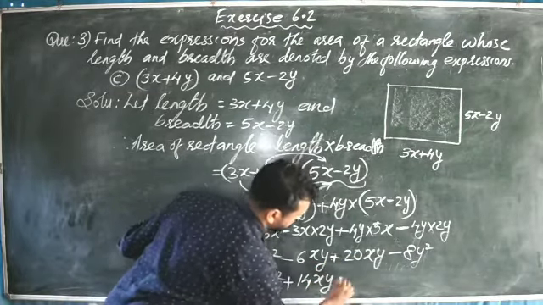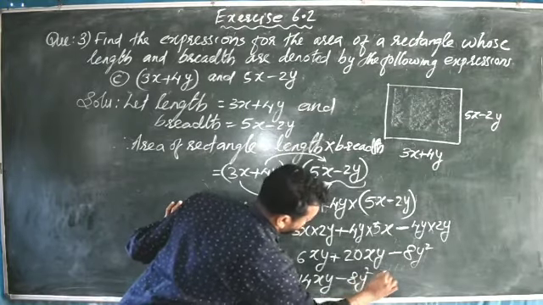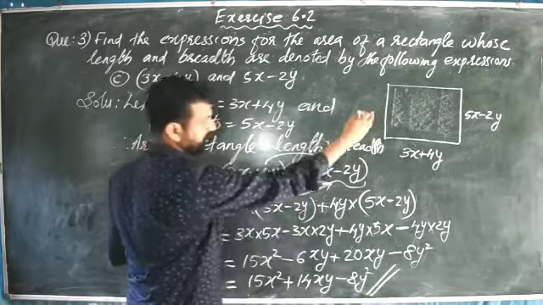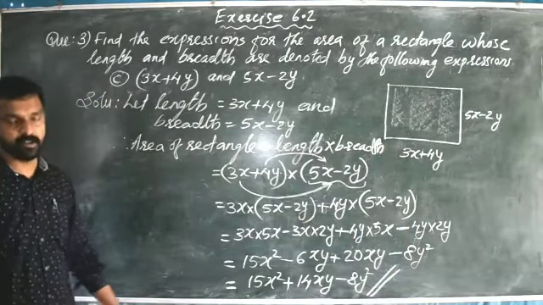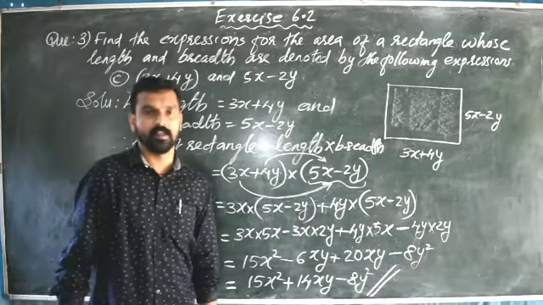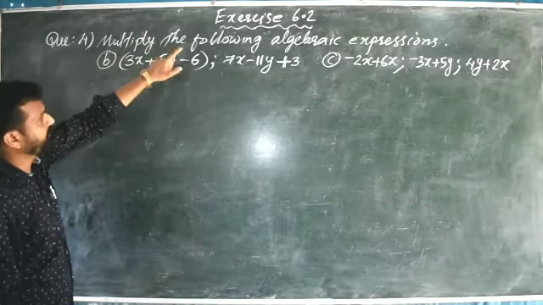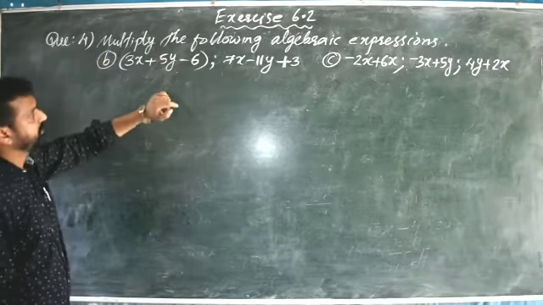Last term, minus 8y square. That is the area of this rectangle. Question number A and B, you do it by yourself. Now you will see question number 4. Multiply the following algebraic expressions.